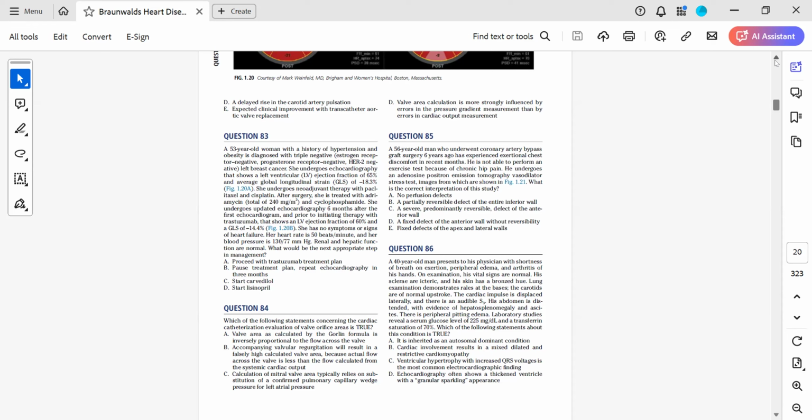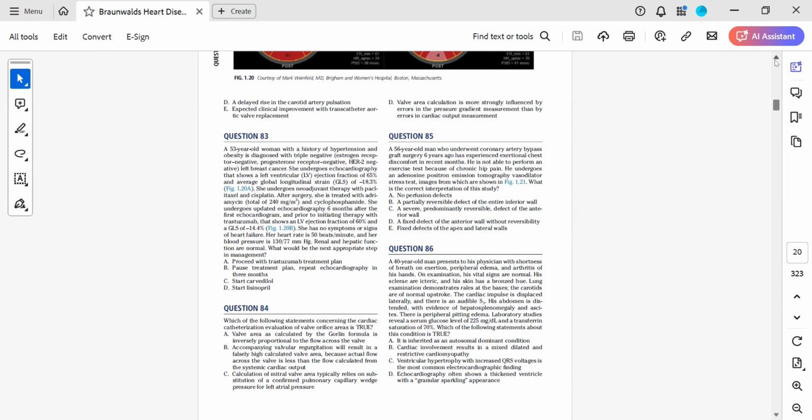And what we should know is that the cardiac output is usually determined by the Fick method or the thermodilution method. The Fick method is said to be more accurate than the thermodilution method, but then the Fick method, cardiac output determination relies on flow across the valve.